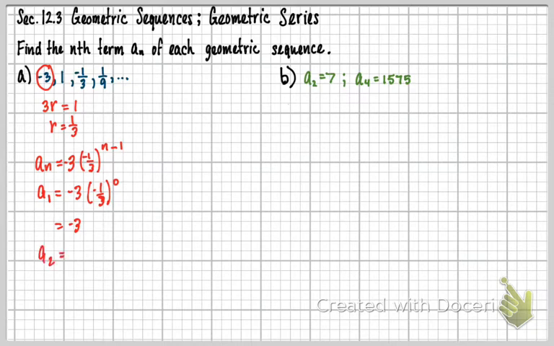Okay, so let's try A2. So that's going to be negative 3 times negative 1/3 to the first power. Okay, so when I multiply it, a negative times a negative is positive, and that's going to be 3 over 3, which equals 1, a positive 1, and that's what I see here. So that works. So my answer for this one then is a sub n is equal to negative 3 times negative 1/3 to the n minus 1 power. So that would work there.